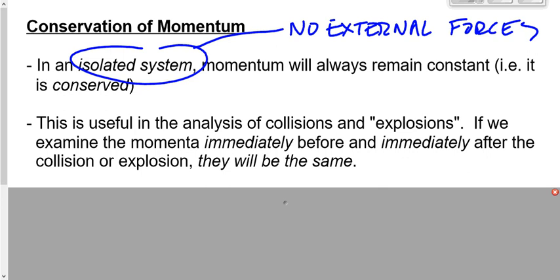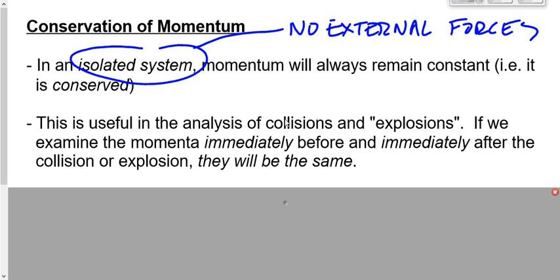But it could be more figurative too, like firing a gun. Fire a gun, the bullet and the gun are effectively one object before I fire it. After I fire it, what happens? The bullet goes one way, the gun goes the other, right? If I'm standing on ice and I throw a big heavy medicine ball, the ball goes one way, and you go the other way, right?